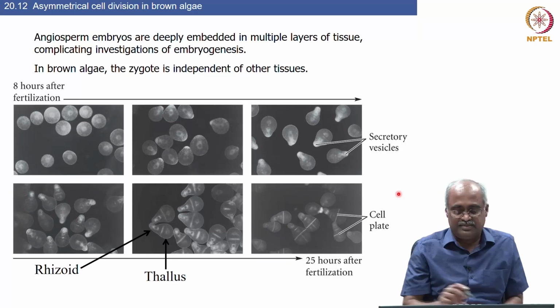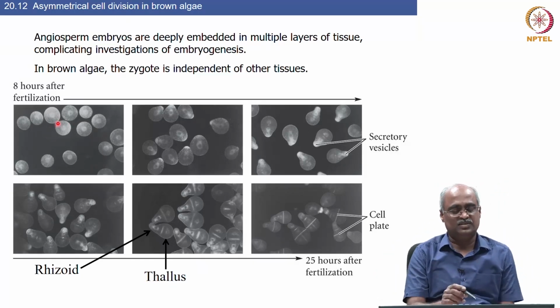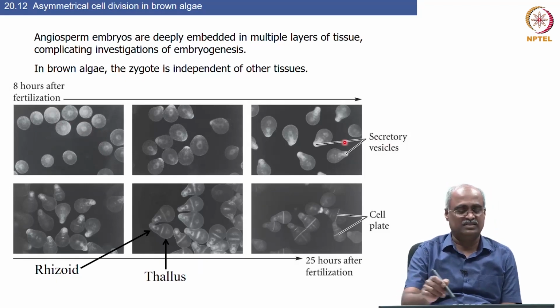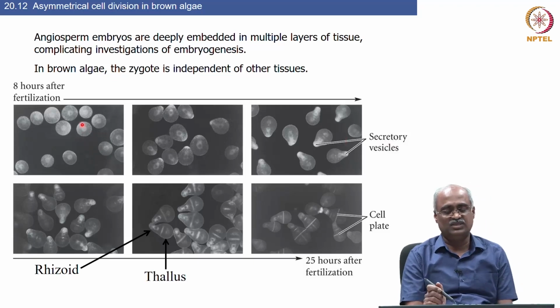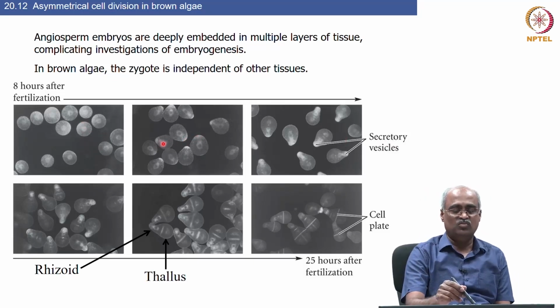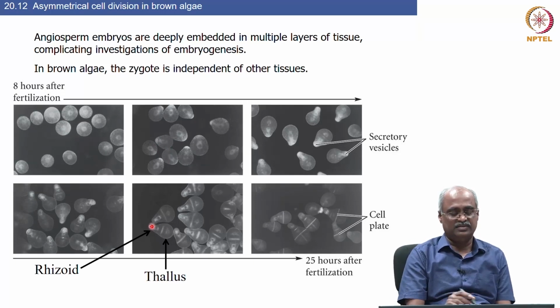So here let us look at this series of images. This is 8 hours after fertilization, immunostained for a protein that is specific to secretory vesicles, and that's what you first start to see. These secretory vesicles then start moving towards one end, and that is initially set by the point of sperm entry, and that is where the root tissue is going to form, which is called the rhizoid. Okay, so it's here. In this you can see that asymmetry. This is forming a structure which we call rhizoid.